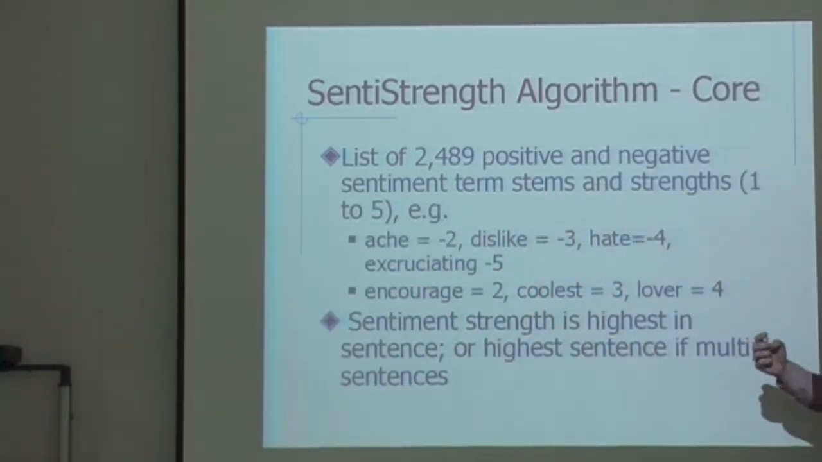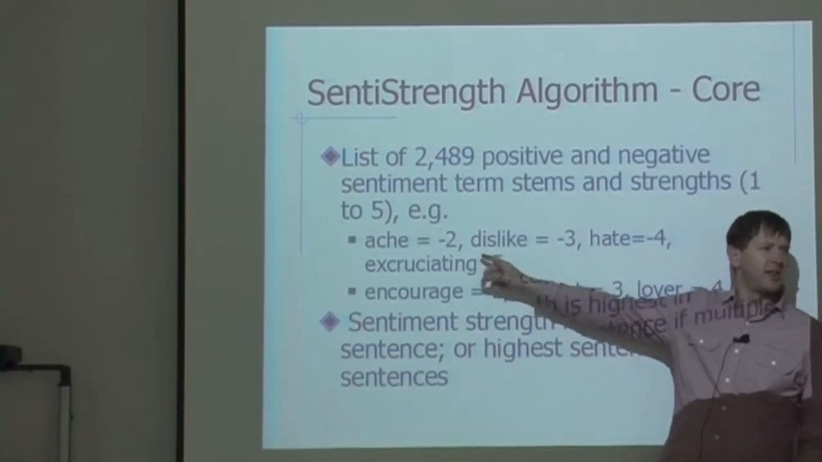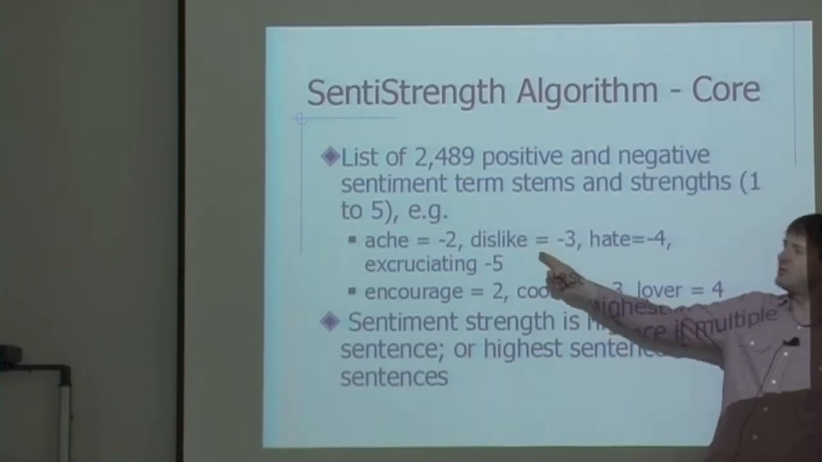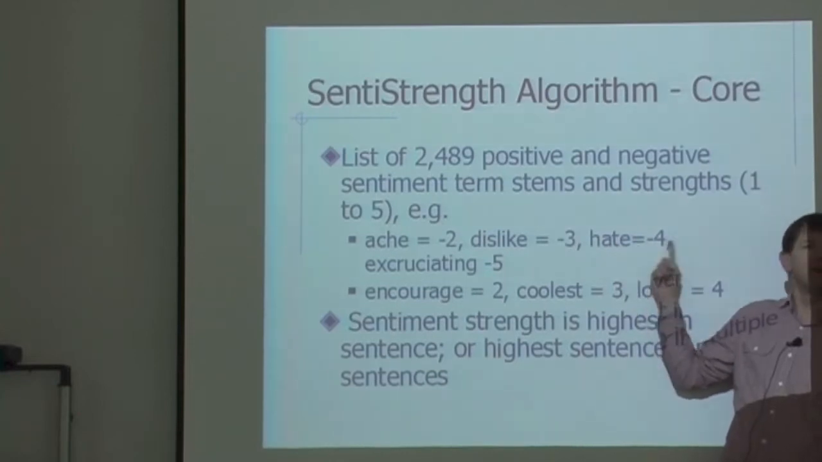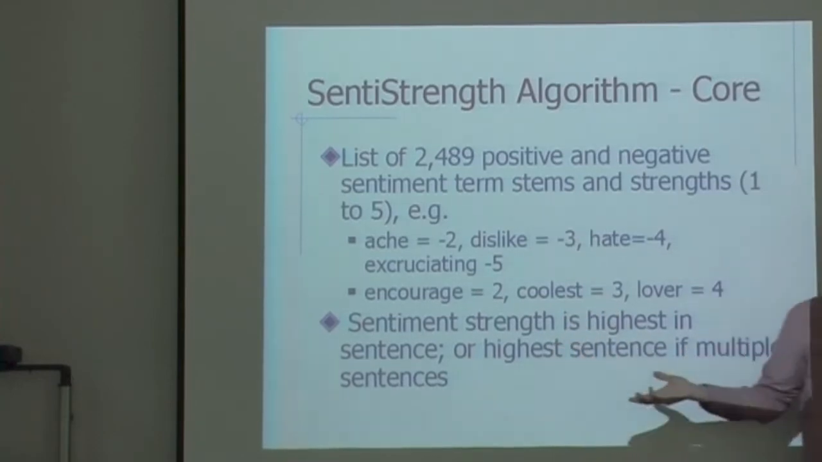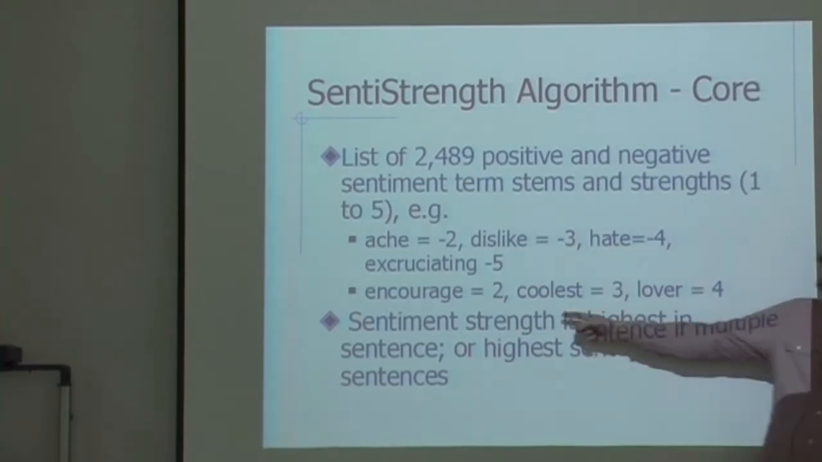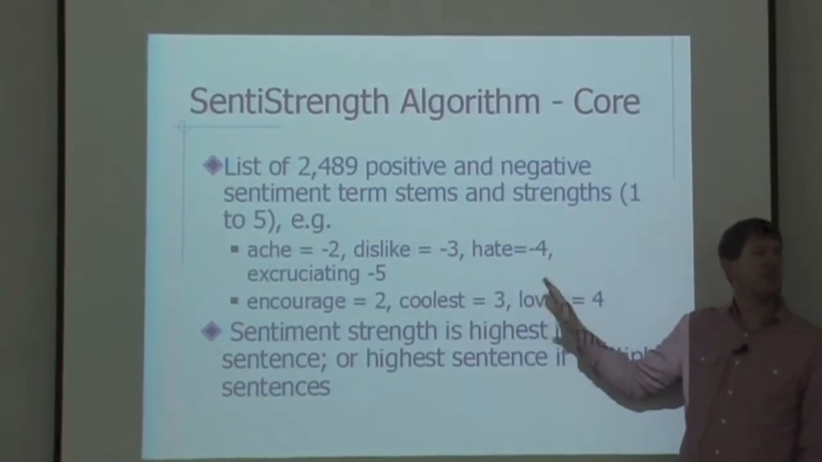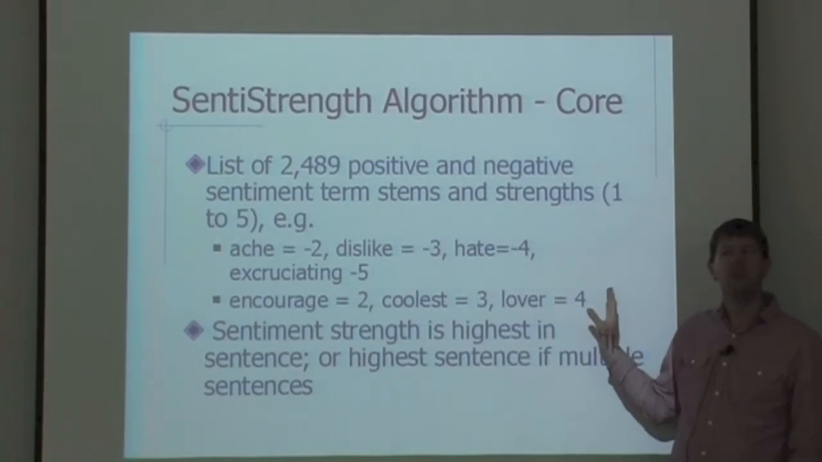So, for example, ache in English is just a mildly negative word, so that gets a score of -2. Dislike is more strongly negative, so that gets -3. Hate is very strongly negative, that gets a -4. And excruciating is the most negative you can get in a single word, so that gets a -5 score. And similarly for positive, encourage is mildly positive, 2, coolest, moderately positive, 3, and lover, strongly positive, 4.